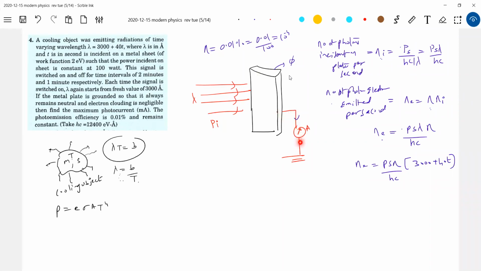Why should current flow? A potential difference will be developed. Say this plate ejects electrons, so it will acquire a positive charge. There's a ground, so the positive charge will flow from the conductor to the earth, and electrons will come and flow here. Because of the flow of charge across the wire, this is the wire.